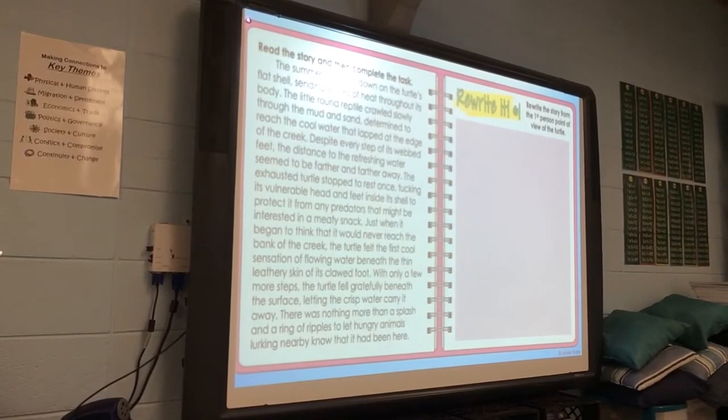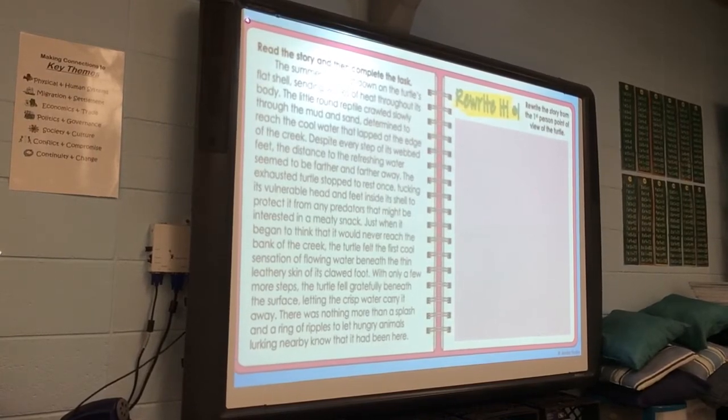Just when it began to think that it would never reach the bank of the creek, the turtle felt the first cool sensation of flowing water beneath the thin, leathery skin of its clawed foot. With only a few more steps, the turtle fell gracefully beneath the surface, letting the crisp water carry it away. There was nothing more than a splash and a ring of ripples to let the hungry animals lurking nearby know that it had been there.